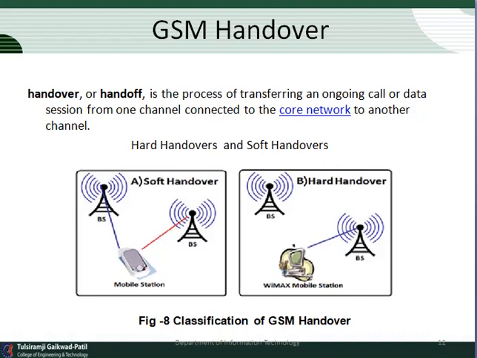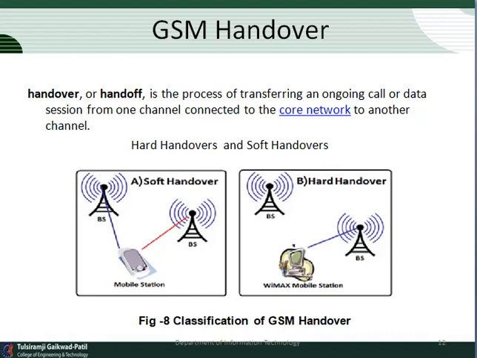It means we can share information from one destination to another, or from one source to another destination. That is, we can communicate from one place to another place and establish communication between one device and another device. So handoff is a process which transfers an outgoing call or a data session from one channel connected to the core network.